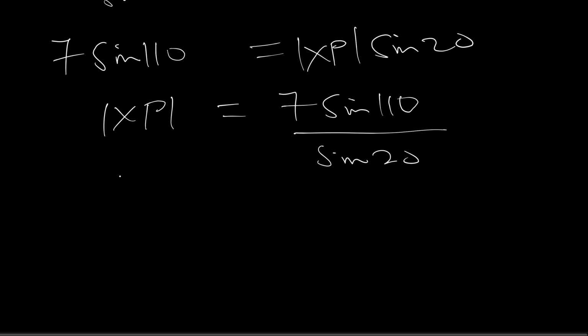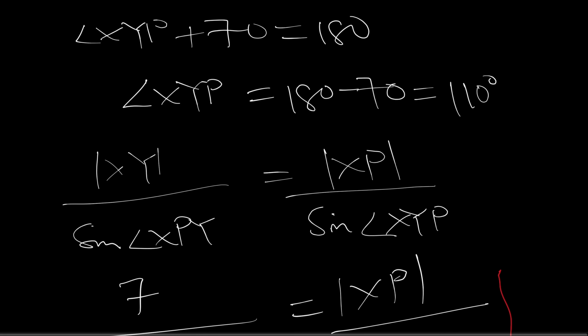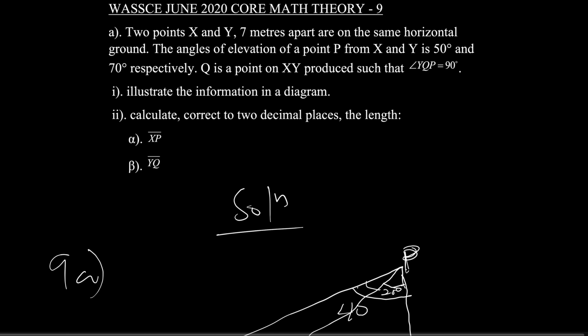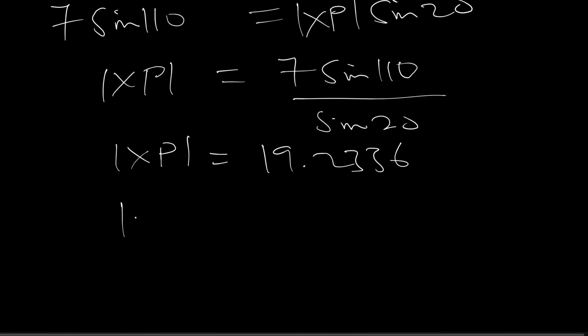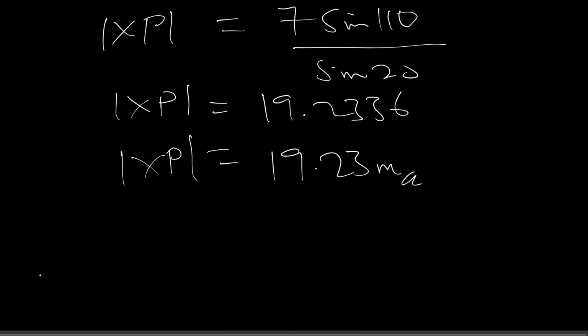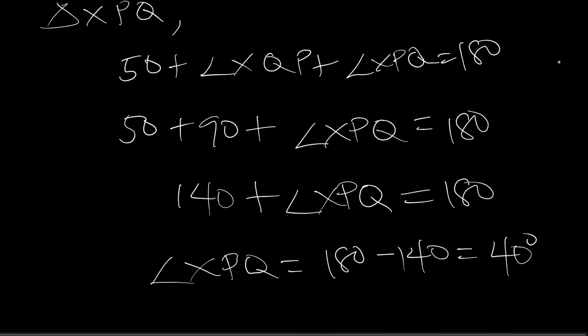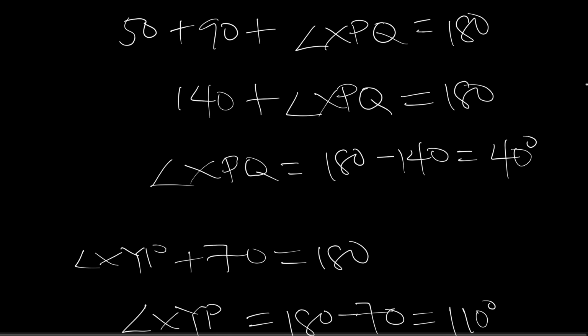So when we punch this on the calculator, XP will be equal to 19.2336. But then from our question, we are asked to correct to 2 decimal places. So our XP to 2 decimal places will be 19.23 meters.